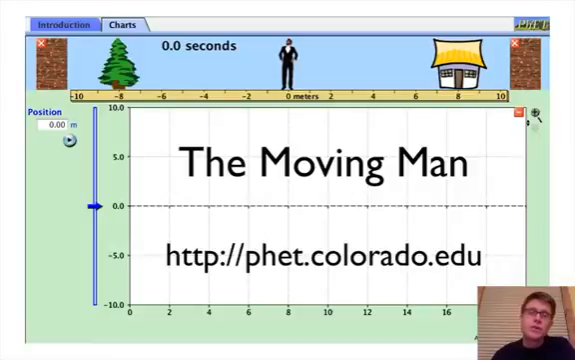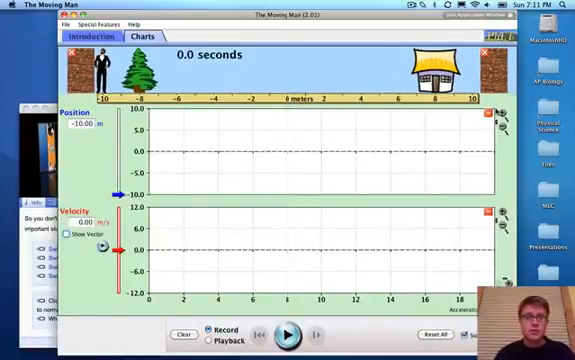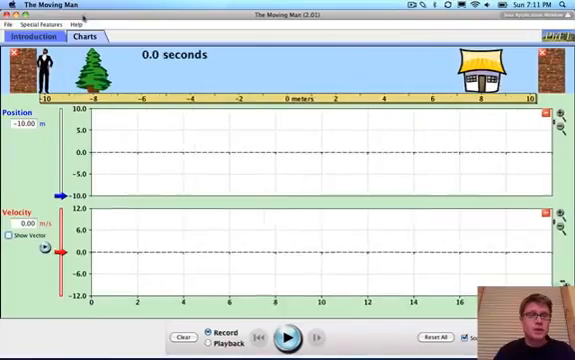Again, we're going to use the moving man. The moving man is a simulation from the University of Colorado. It's a way to move a man around and actually see how position versus time and velocity versus time will change. So let's go to the moving man. What I've done is position the moving man down here at -10, and now I have the position versus time graph, but also the velocity versus time graph, and I have control of that. My hand's a little bit shaky, but what I'm going to be looking at is the man up here, and I'm going to try to get him to speed up, go over, visit the house, and then come back. That's my goal.